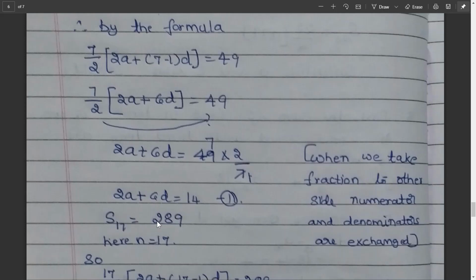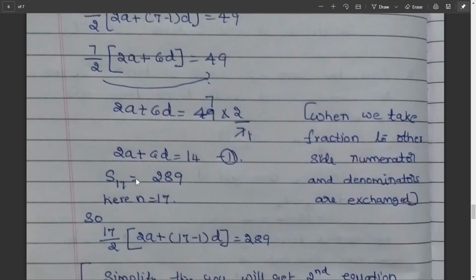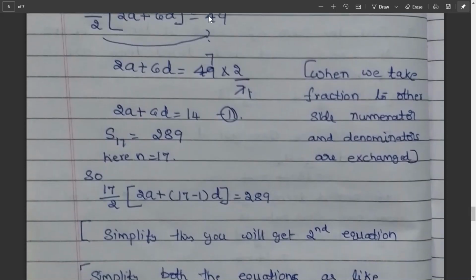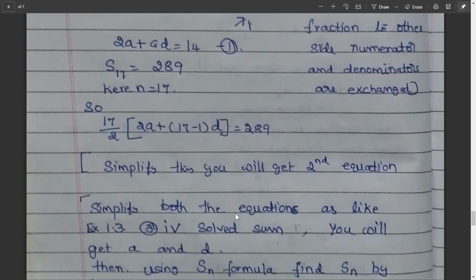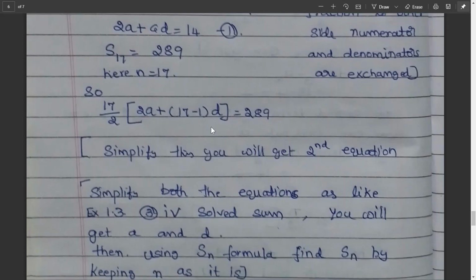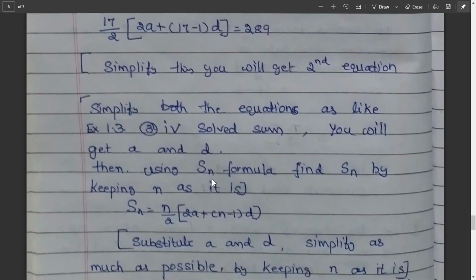Next it is given S17 is 289. Here S17 itself says that the n value is 17. So substitute in the sum formula, in the n place 17, and a and d are unknown, so a and d as it is. If you simplify as in the first part, you will get another equation. Then simplify both the equations. Already we have done sums solving 2 equations. From that you will get a and d. Then in the Sn formula, substitute the a and d values.